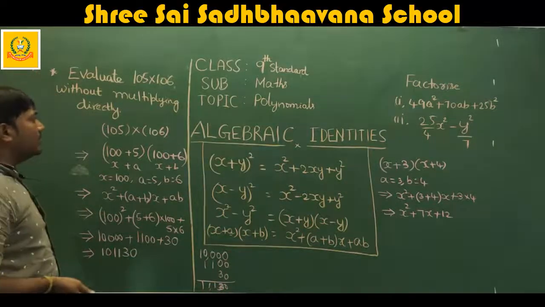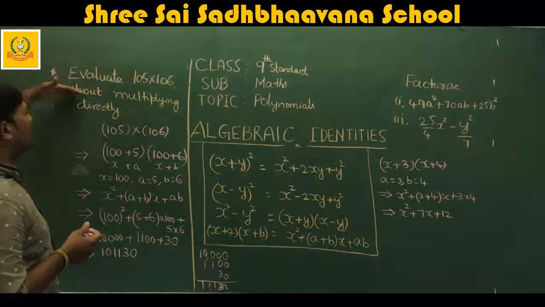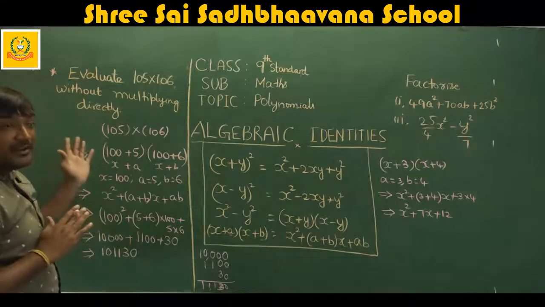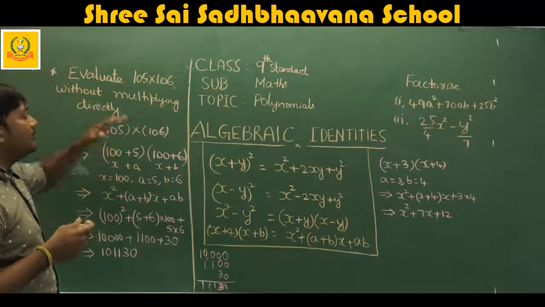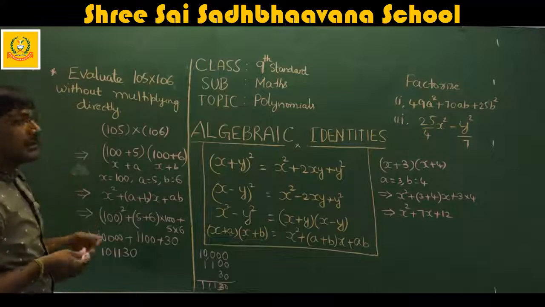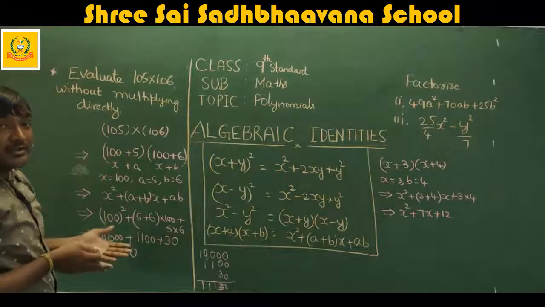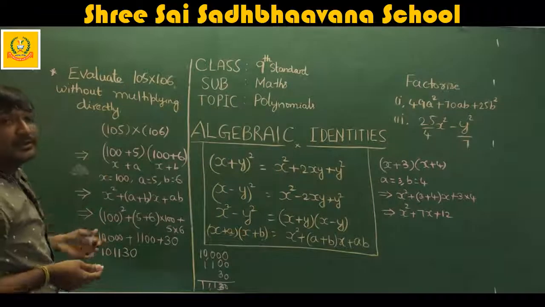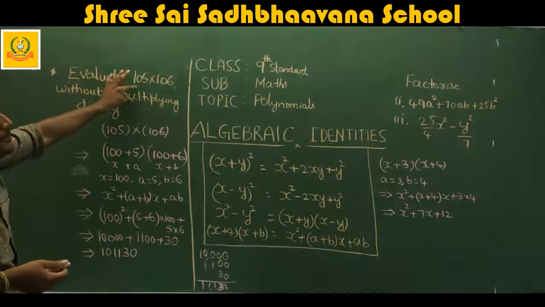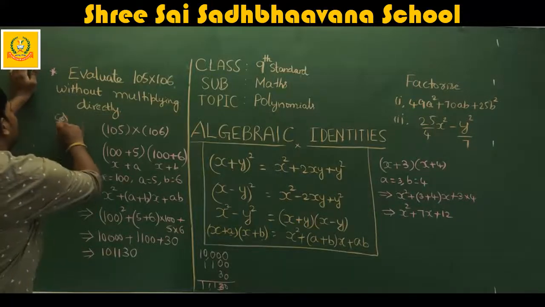Fine. I'll just explain this once again. The question was, evaluate 105 into 106 without multiplying directly. They clearly specified it in the sum, but some people will not even read the sum. They just see 105 into 106, multiply and get the answer. You are not in second standard or first standard, where they give direct multiplication. Obviously, they will not give. So you should think, evaluate without multiplying directly. They clearly specified you should not multiply directly.